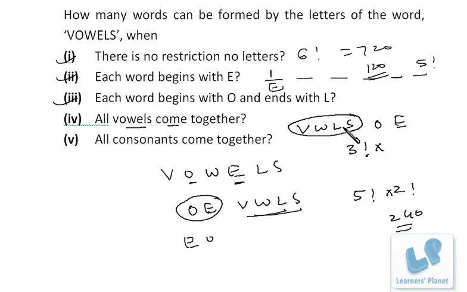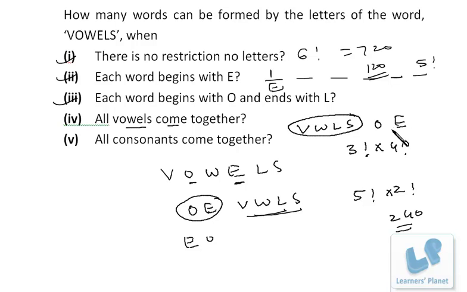Like they can change among themselves, they can change the position, right? That is VWLS or VLWS or SLWV or SWVL, whatever. So these 4, while they are together, can also rearrange themselves, right? So these 4 can be arranged in 4 factorial ways among themselves.